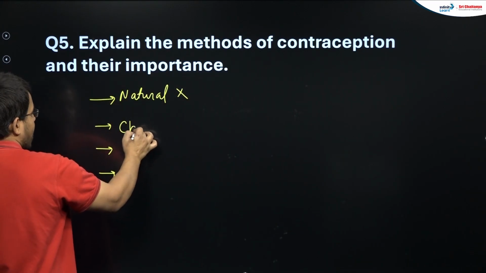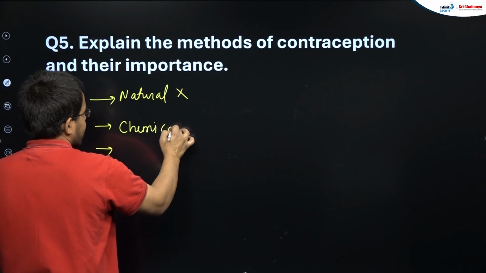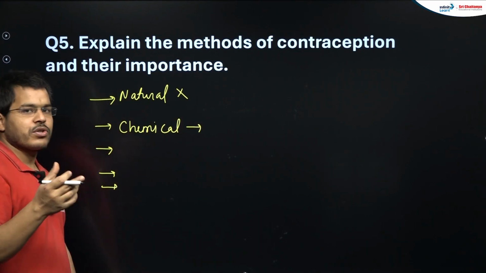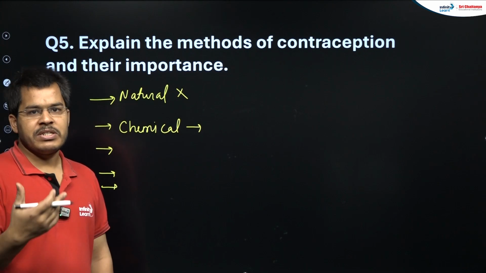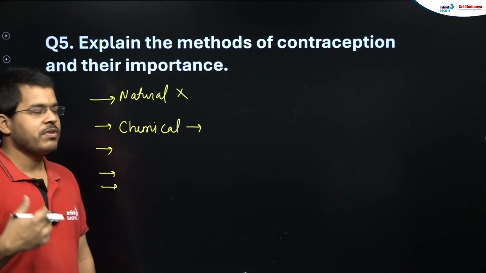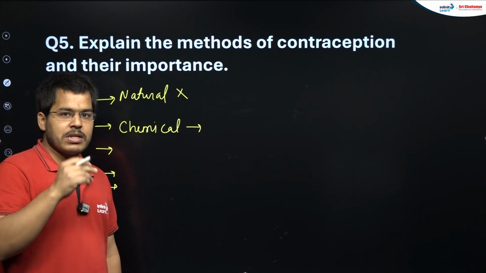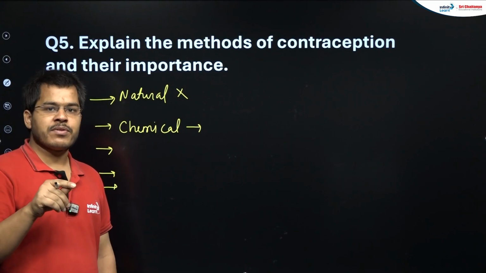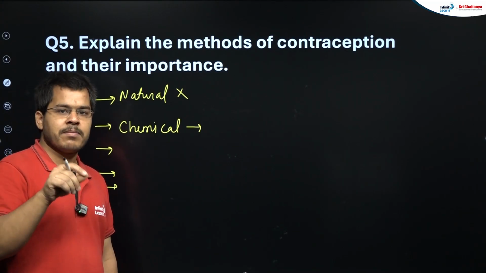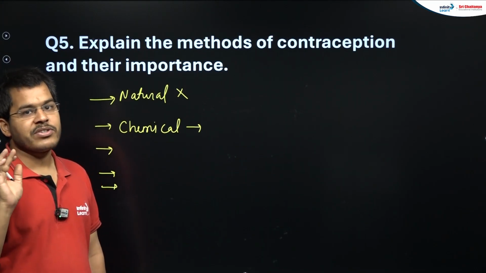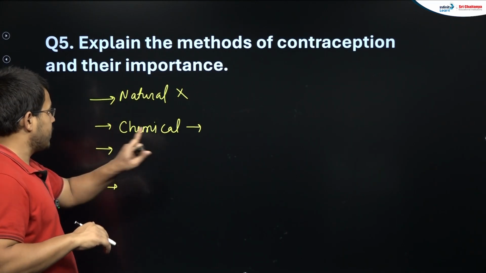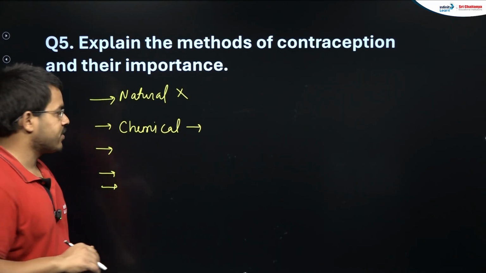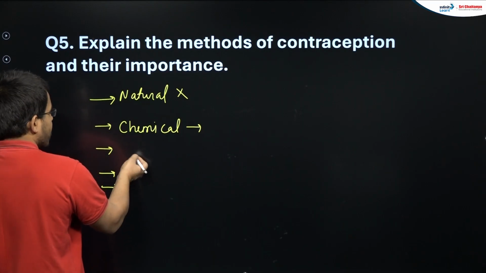Then we have, students, chemical methods. In chemical methods, there are different concentrations of progesterone or estrogen hormone made into pill form, tablet form, injection form, or patch form, and given to the female. That interrupts the menstrual cycle of the female and interferes with the implantation process, production of the female gamete, etc. And fertilization is not occurring. Conception is not occurring. So that is what chemical methods are, students. Then we have, students, your physical method.